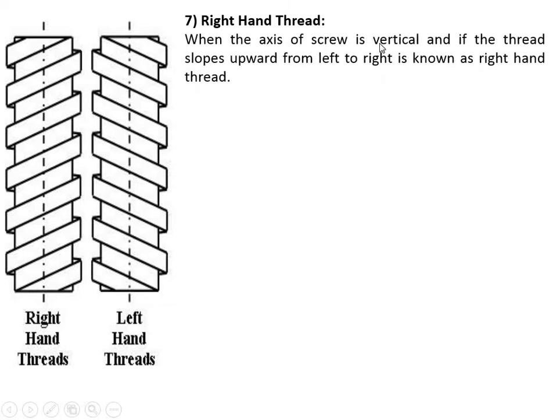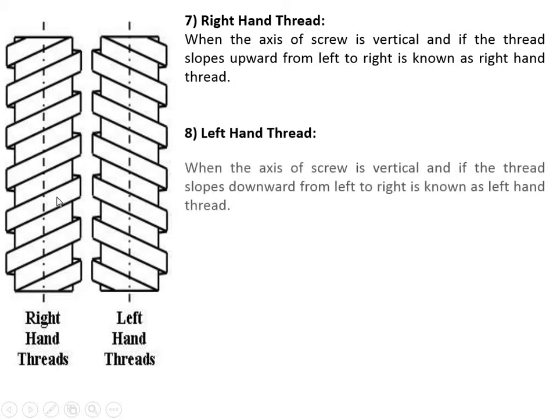So what is a right hand thread? When the axis of the screw is vertical and the thread slopes upward from left to right, it is known as a right hand thread. Here in this diagram you can see the axis of the screw is vertical and the thread slopes from downward to upward direction from left to right, and this particular arrangement is called a right hand thread.